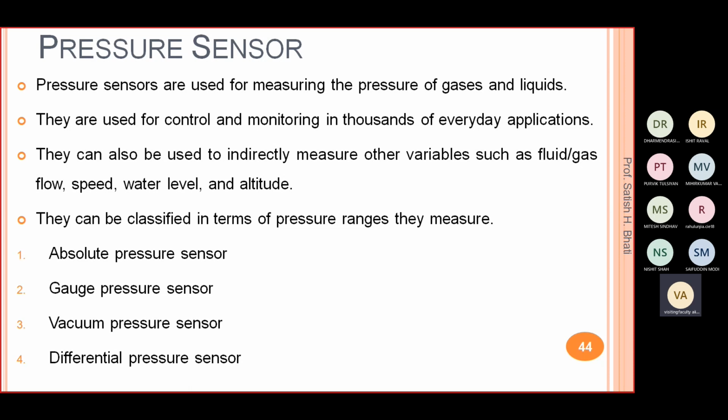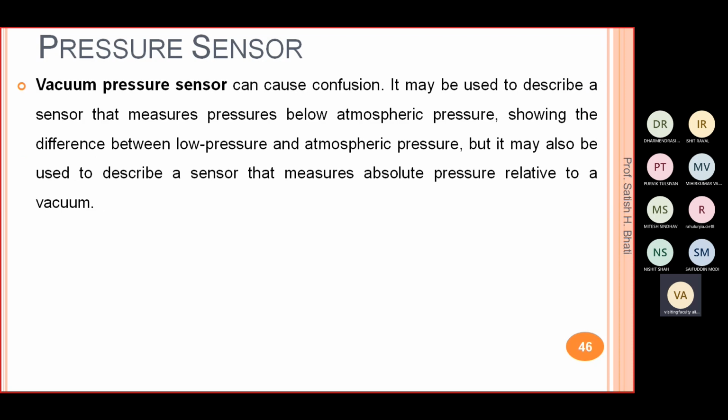Okay. Then this vacuum pressure sensor, generally we will feel like it is used to find the pressure in the vacuum only, but that is not true. That is also a kind of pressure sensor. Some of the vacuum pressure sensors work above the vacuum level, which is not vacuum. Generally they show the difference between low pressure and the atmospheric pressure.